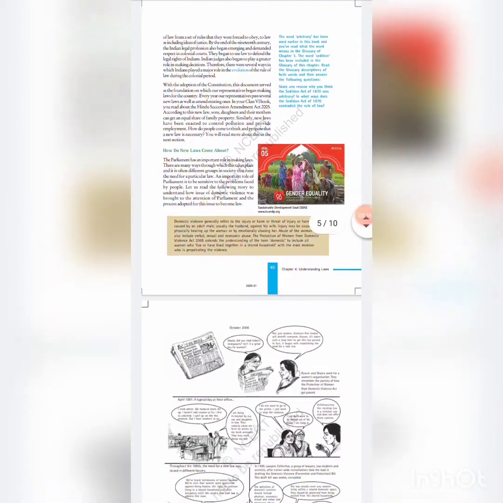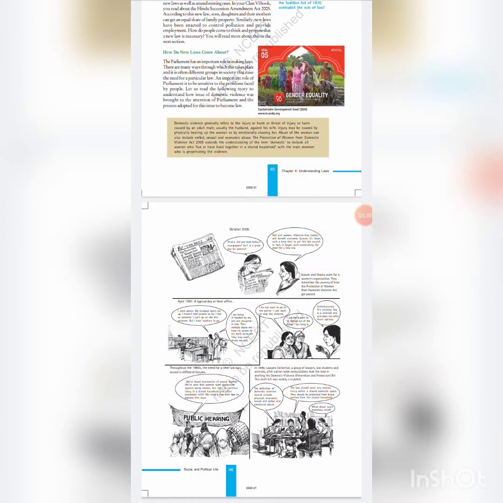Now, how do new laws come about? Parliament has an important role in making laws. An important role of Parliament is to be sensitive to the problems faced by the people.